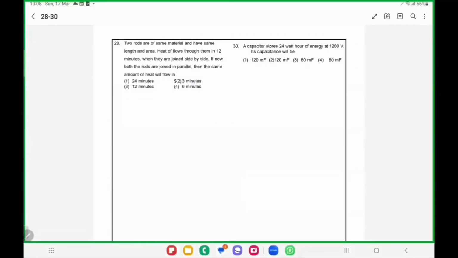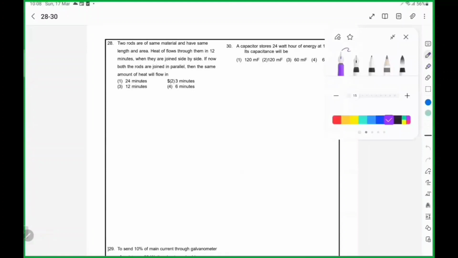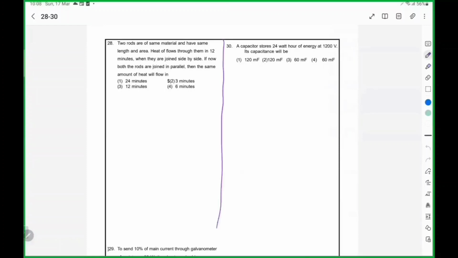The two rods of same material have same length and area. Heat flows through them in 12 minutes when they are connected side by side. Here, connected side by side means they are connected in series.